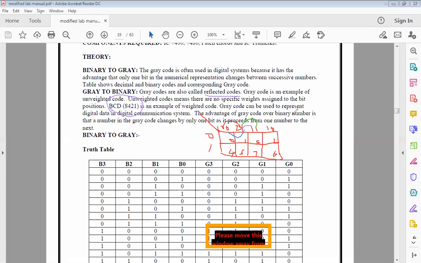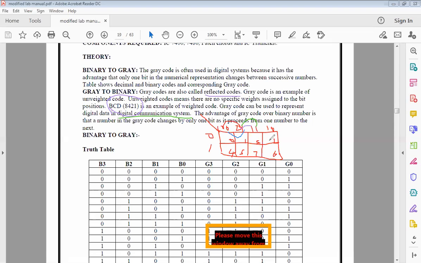The gray code can be used to represent digital data in digital communication systems, right? Communications is one such important area we will be looking into, because we will be using a coding system. The advantage of gray code over binary is that the number in gray code changes by only one bit as it proceeds. In binary, that format isn't there, right?